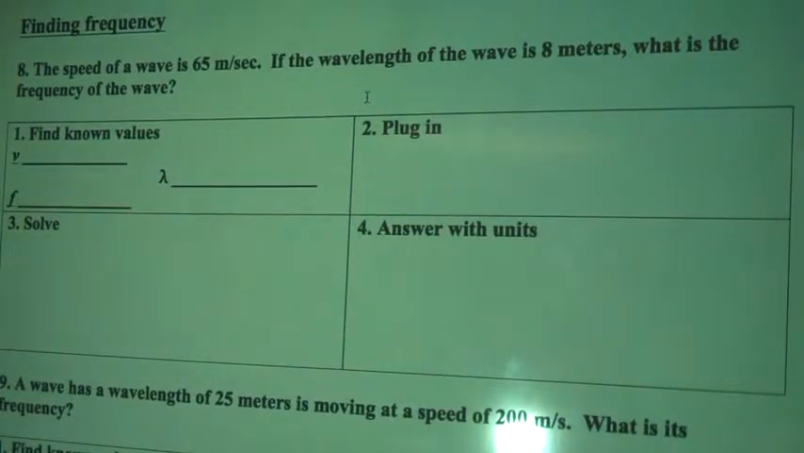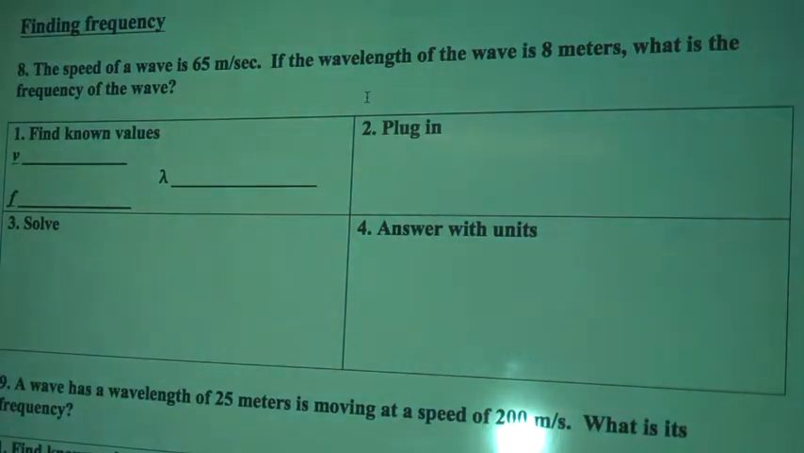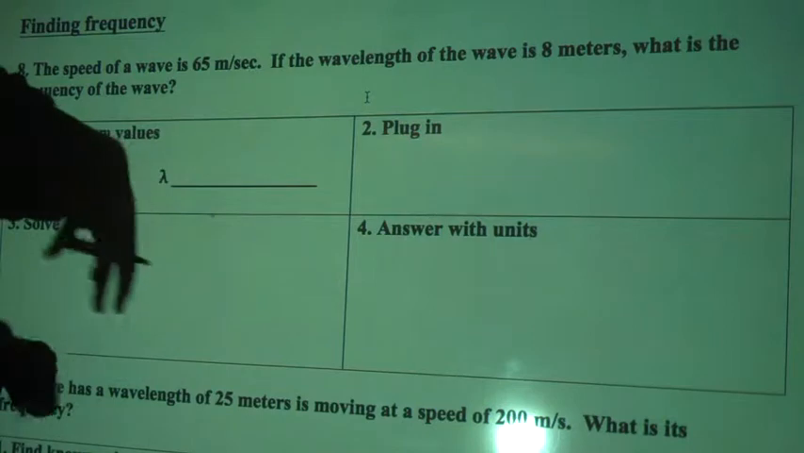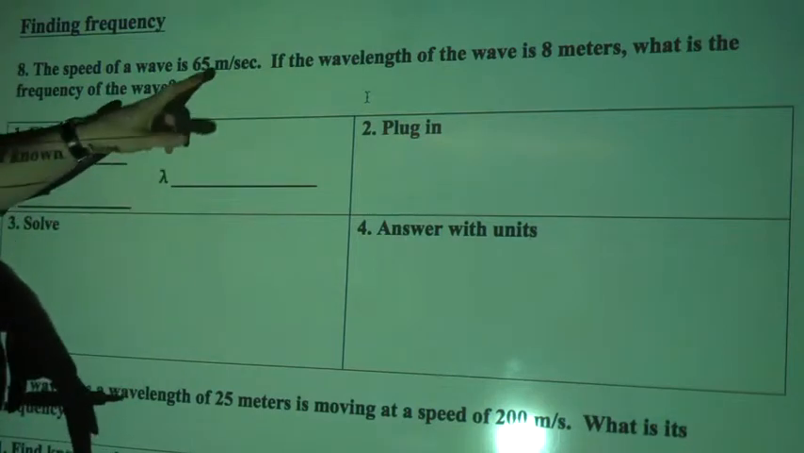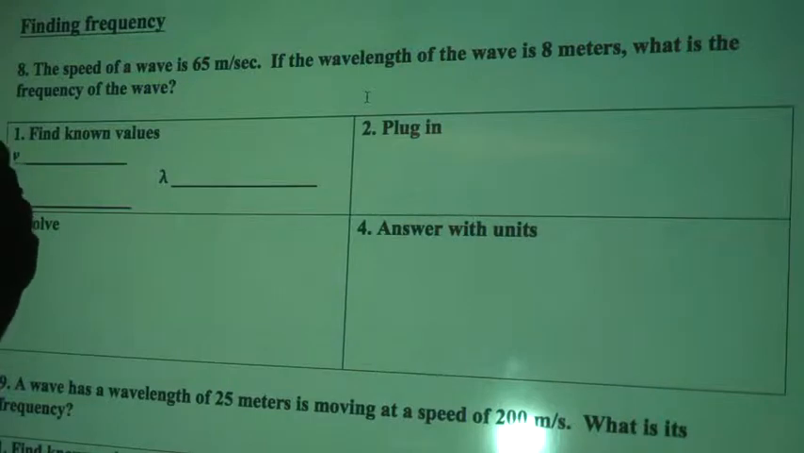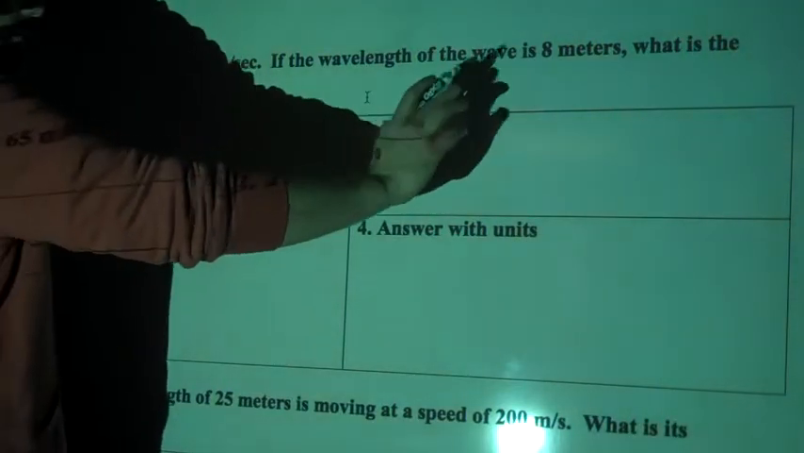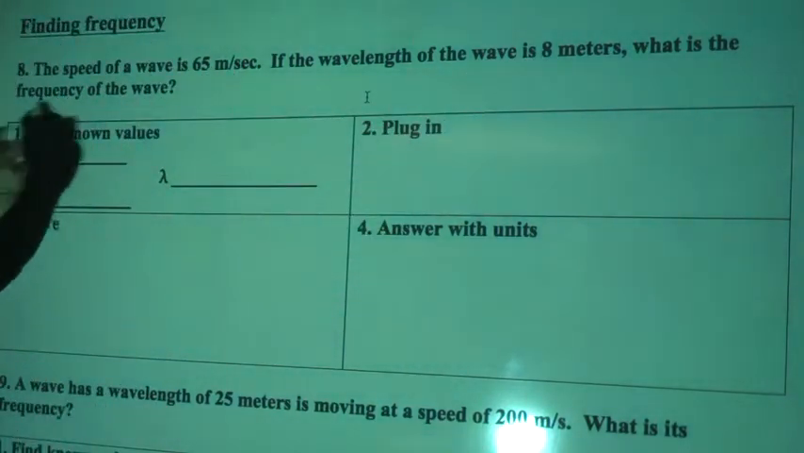Alright, so second section here, we're looking at finding the frequency of a wave. So when we use the same equation, we're just going to mix around the variables so that we can find the frequency, because we already know the speed or velocity. So find known values. The speed of a wave is 65 meters per second. The wavelength of the wave is 8 meters. What is the frequency of the wave?